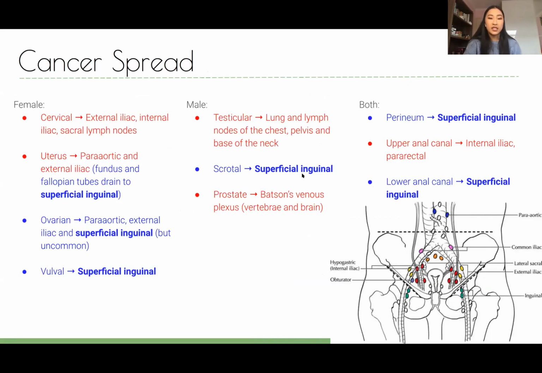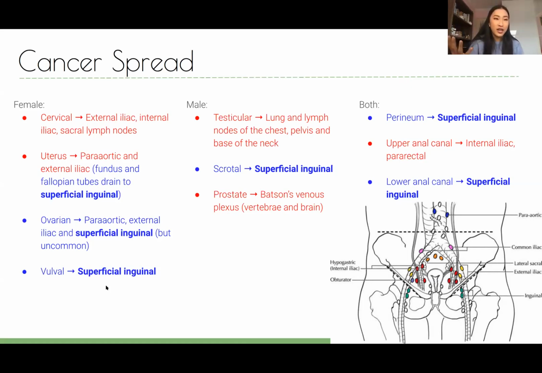So the ones in red here, they drain deep. So cervical cancer, uterine cancer for the most part, testicular cancer, prostate cancer, upper anal cancer. You're not going to be able to palpate lymph nodes for that. Whereas the ones in blue here, they do drain to the superficial inguinal nodes, so they may be palpable. So these ones, it's pretty easy to remember because it's stuff that's just superficial and low down. So perineum is like skin, lower anal canal is like, you know, external surface. And then scrotum and vulva are also quite external.